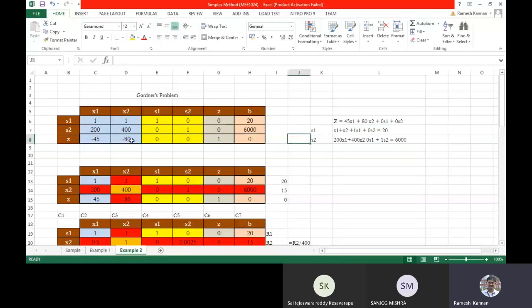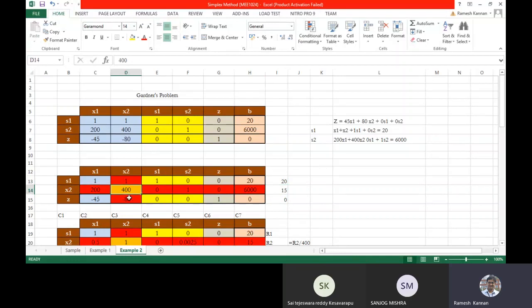Then the next step is finding the key column. The maximum negative value for Z is minus 80, so this will act as the key column. Then the next step is finding the key row. We find the key row by dividing B by the key column value. The key column is X2 and B is 20: 20 divided by 1 is 20, 6000 divided by 400 is 15, and 0 divided by minus 80 is 0. Among these, the least positive value is 15, so that row will become our key row.